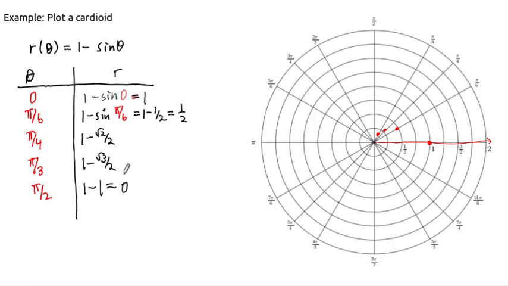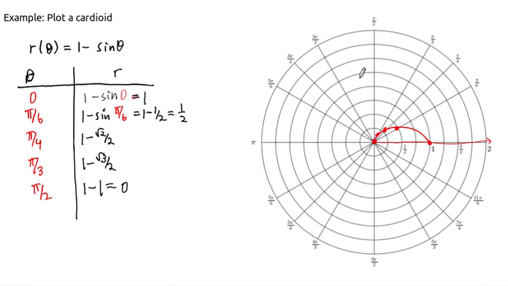So that tells us that if we want to go in the direction of the ray theta equals pi over 2, we're supposed to go 0 units out. So that tells us we actually stay right at the pole. All right, so this point that corresponds to the angle of pi over 2 is just a point at the pole. Okay, and so as we go through here, we just connect the dots just like we normally would, but we do it in the polar plane, and so we get this portion of the curve right here.